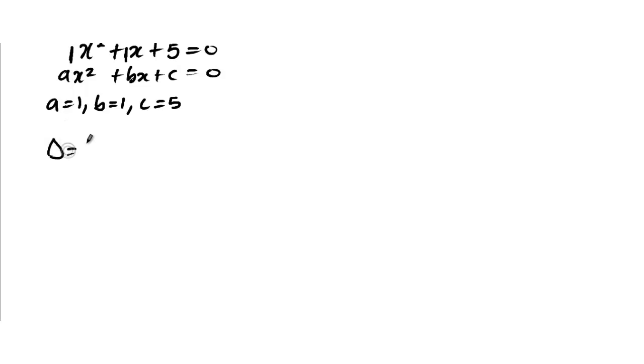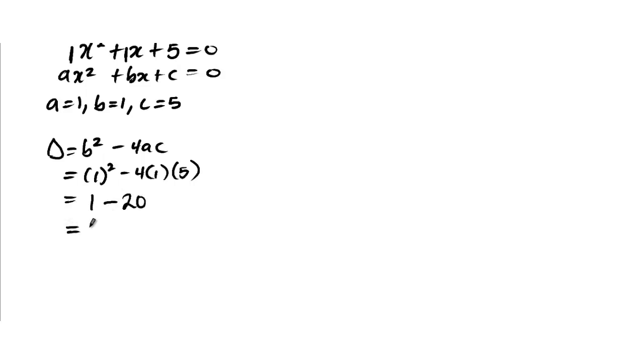So we have d is equal to b squared minus 4ac. So that would be b squared, that is 1 squared, minus 4 into bracket a, that is 1, into bracket c, that is 5. So this is 1 minus 4 times 1 times 5, that is minus 20. So 1 minus 20 will give us minus 19. And minus 19 is less than 0.